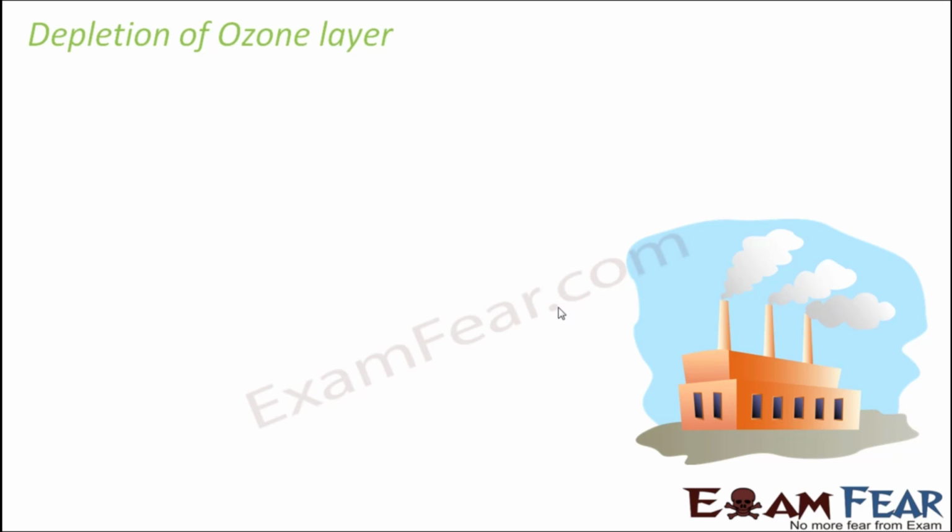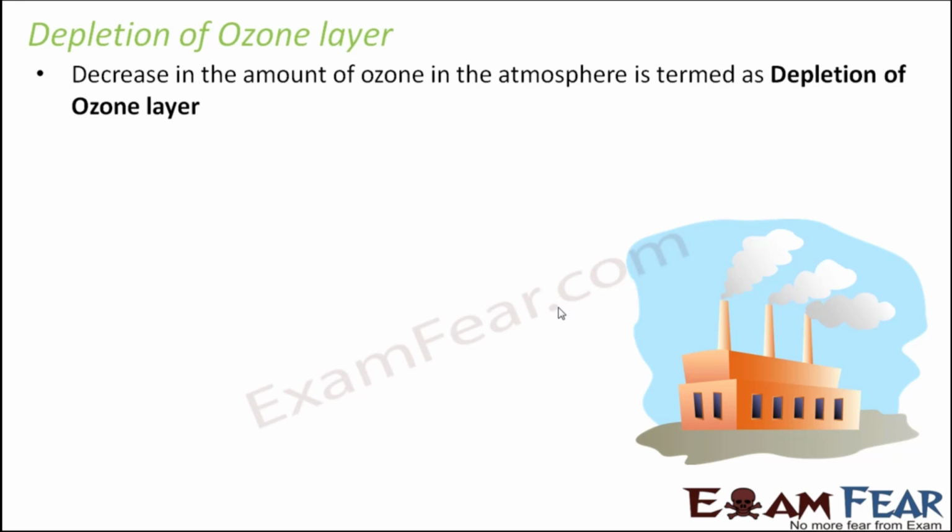Now, the threat arises due to depletion of the ozone layer. It has been observed lately that the thickness of the ozone layer is gradually decreasing. So the decrease in the amount of ozone in the atmosphere is termed depletion of the ozone layer. If there is less ozone in the atmosphere, then the thickness of the ozone layer will gradually decrease. If the thickness decreases, then what will happen?